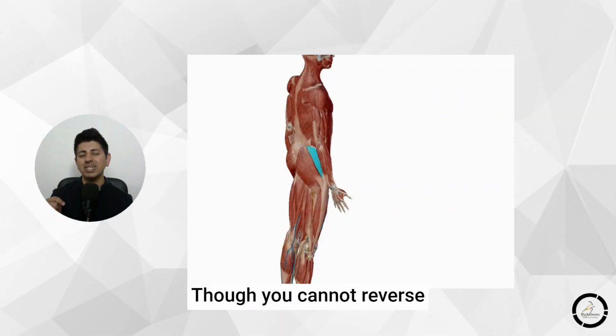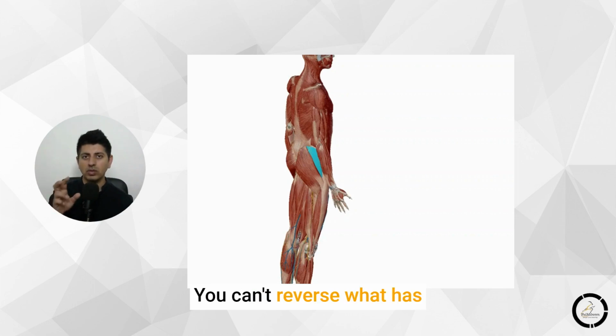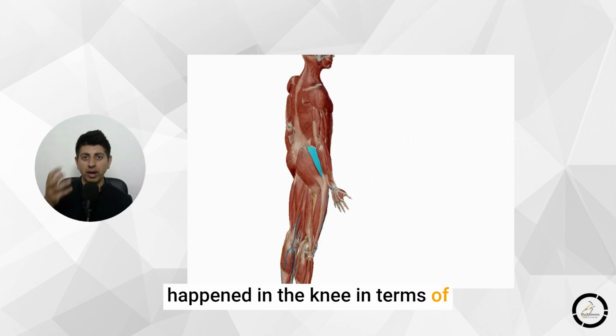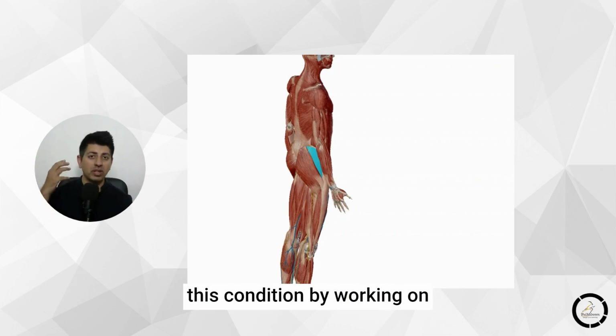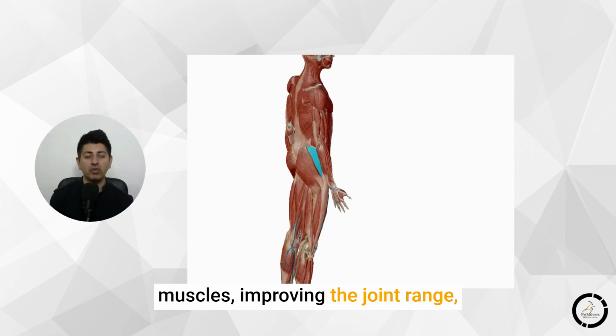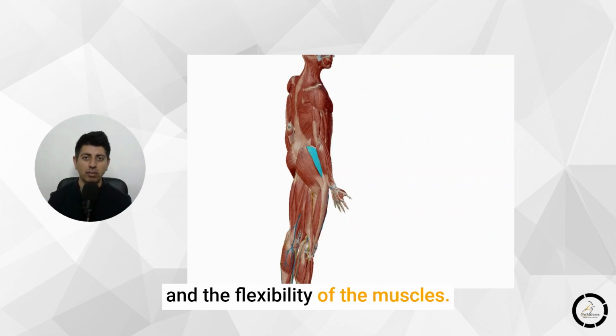Though you cannot reverse the condition completely, you can't reverse what has happened in the knee in terms of the breakdown of the cartilage, what we can do is slow down the progression of this condition by working on improving the strength of the muscles, improving the joint range, and the flexibility of the muscles.